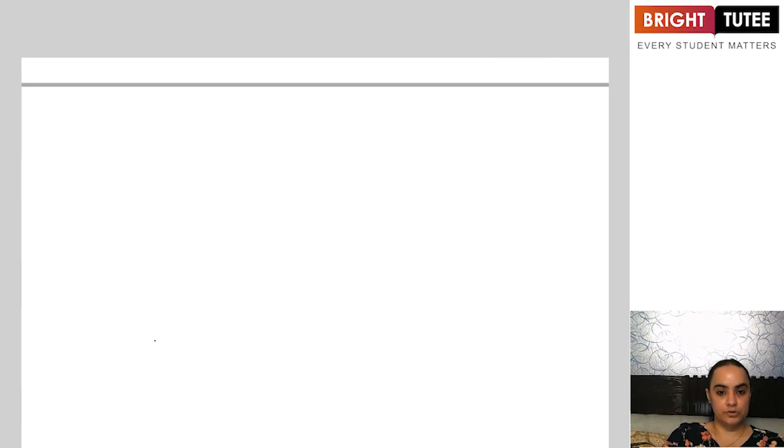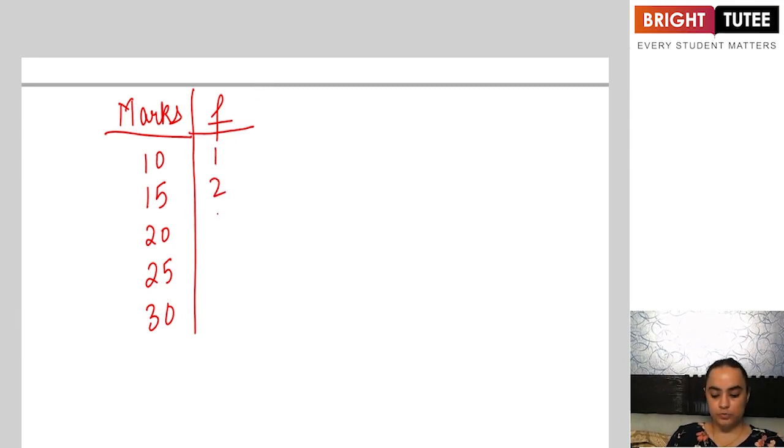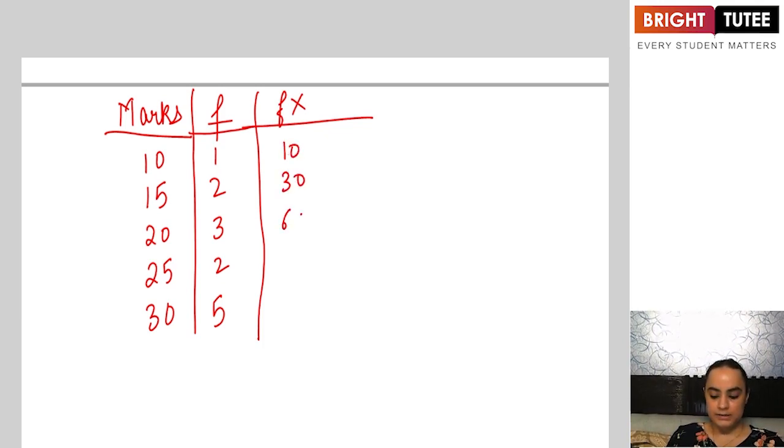Now let us look at a question. I am supposedly given the marks of the students. Let's say 10, 15, 20, 25 and 30. Along with the marks, I have the frequency, or the number of times the child has got these marks. Let's say 1, 2, 3, 2, 5. This was the frequency. According to my formula for calculating the mean by direct method, I will have to multiply these both, the marks with the frequency. So 10 into 1 gives me 10. 30, 60, 50 and 150.